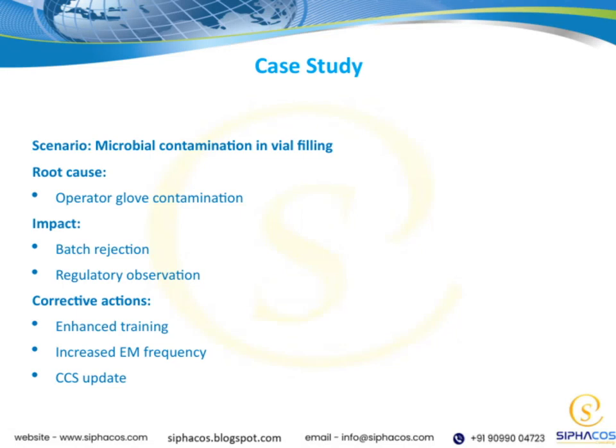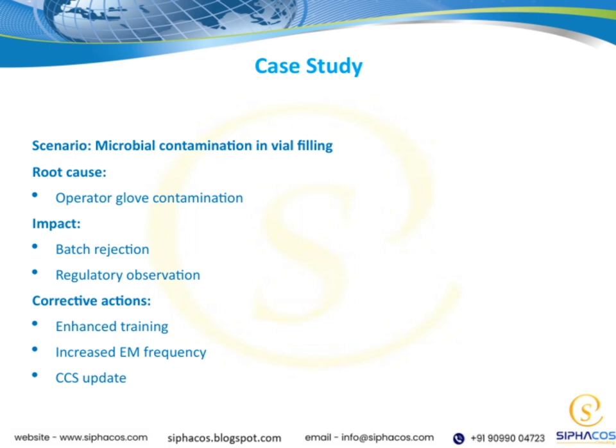In this case study, we're looking at a scenario involving microbial contamination during vial filling, which is a critical step in our manufacturing process. The root cause turned out to be operator glove contamination, highlighting how even small lapses in aseptic technique can have significant impacts. As a result, we saw batch rejection and even regulatory observations, which underscore the importance of strict contamination control.